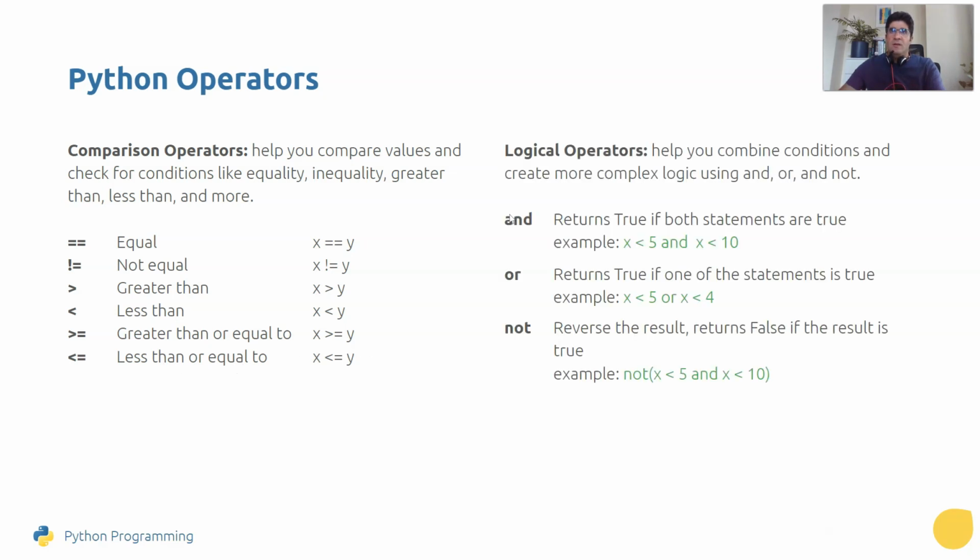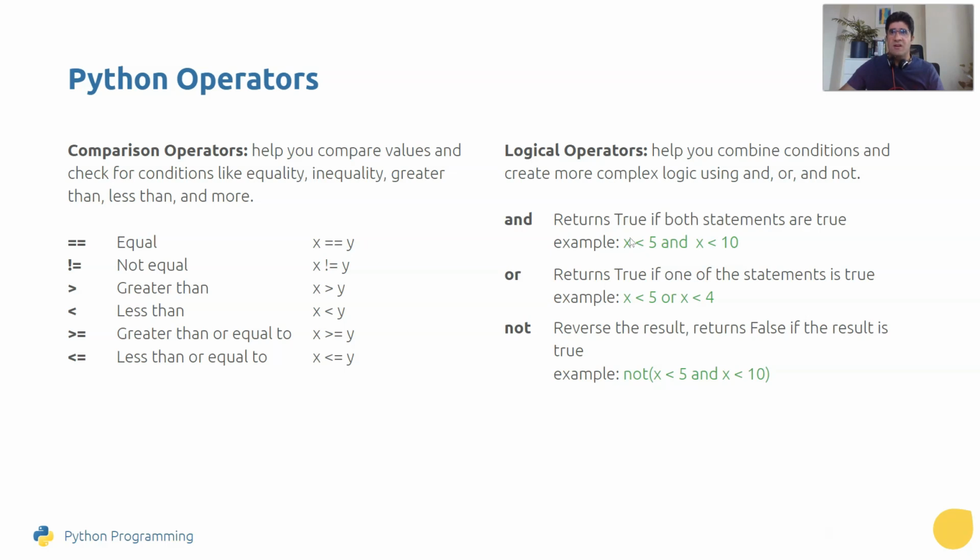We have another group of operators, logical operators. They are important, especially in conditional statements. We will learn about conditional statements in future videos. We have three logical operators: and, or, not. And will return true if both sides of the statement are true. For example, x less than 5 and x less than 10.